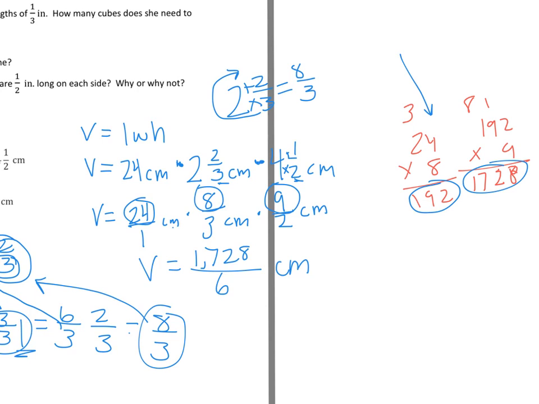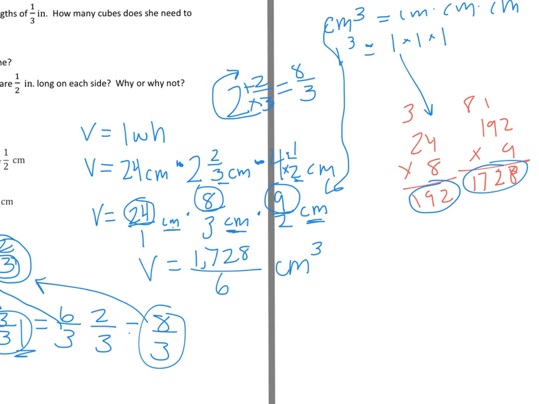Now I don't have centimeters. I have centimeters times centimeters times centimeters, and I know that that's cubed, because if I did 1 to the 3rd power, or the power of 3, it'd be 1 times 1 times 1. Centimeters cubed, or to the 3rd power, is centimeters times centimeters times centimeters, which is exactly what we just did right there.